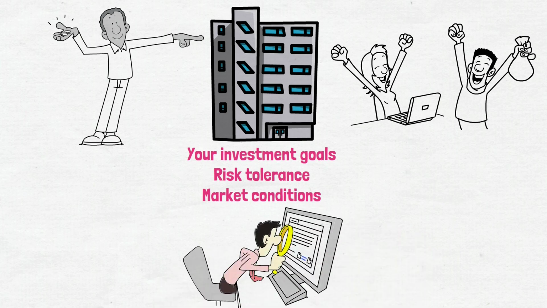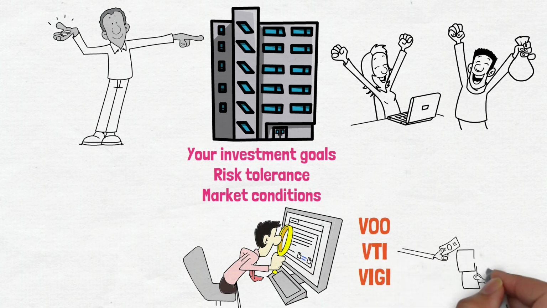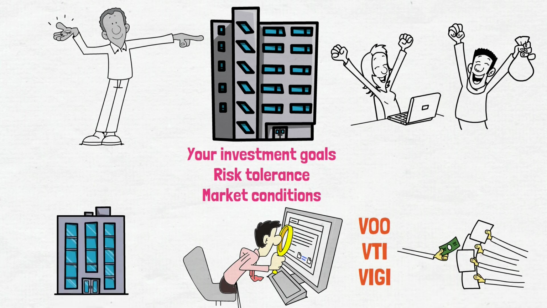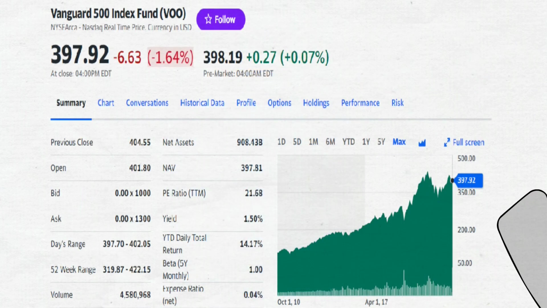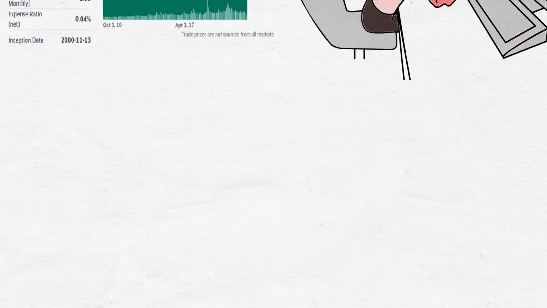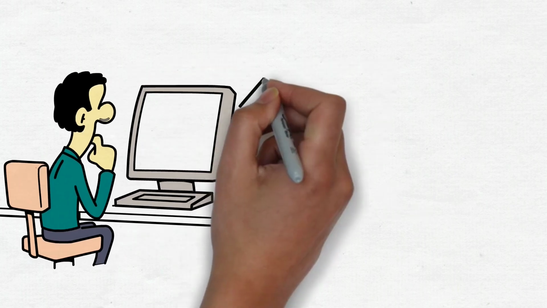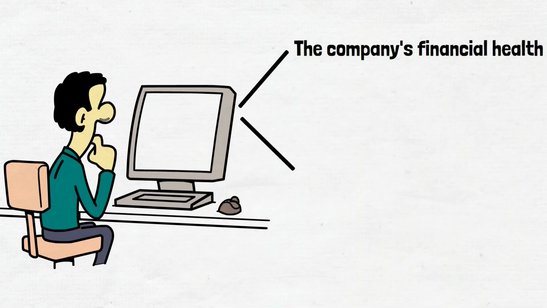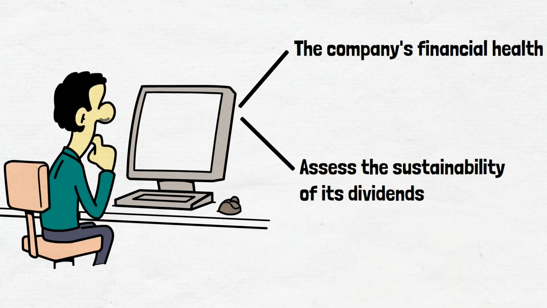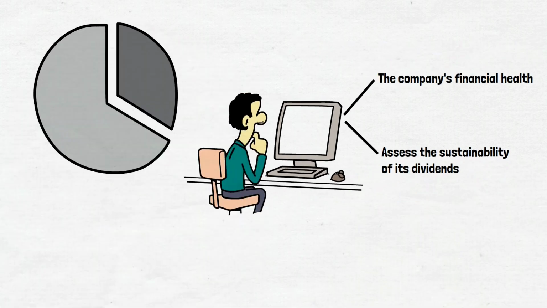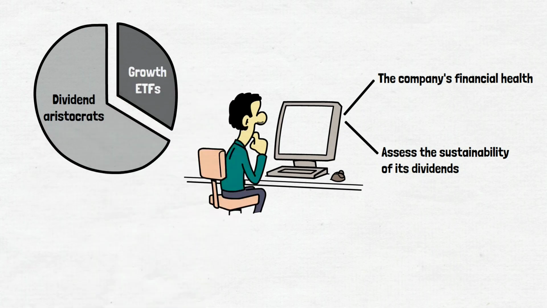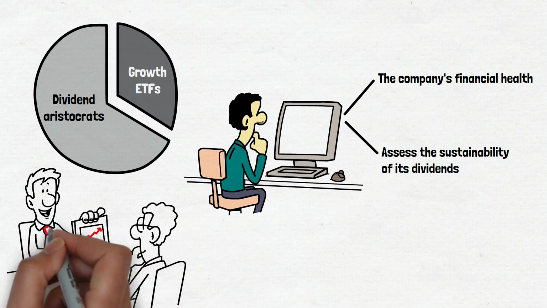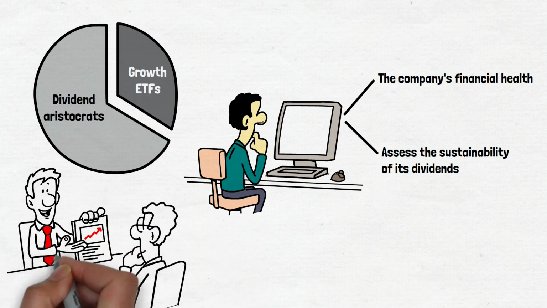Reputable dividend-focused ETFs, such as the VOO, VTI, or VIGI, can provide diversified exposure to dividend-paying stocks. Dividend aristocrats, like those tracked by VOO, are also worth considering as they consist of companies with a track record of increasing dividends over time. It's always crucial to conduct thorough research, consider the company's financial health, and assess the sustainability of its dividends before investing. A well-balanced portfolio might include a mix of dividend aristocrats and growth ETFs aligned with your financial objectives. Consulting with a financial advisor can help tailor your investment strategy to your specific needs and risk tolerance.